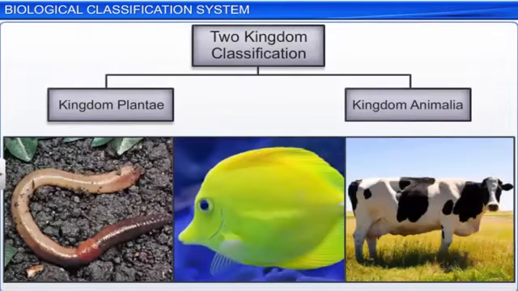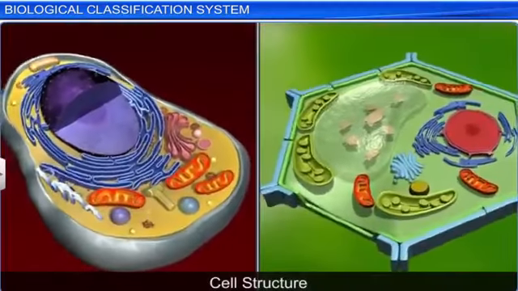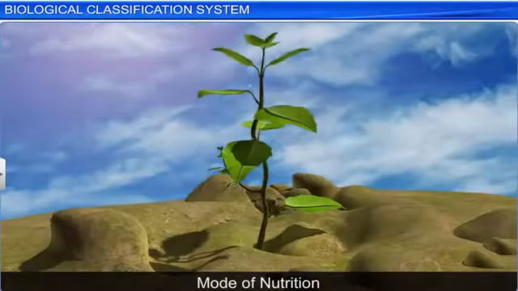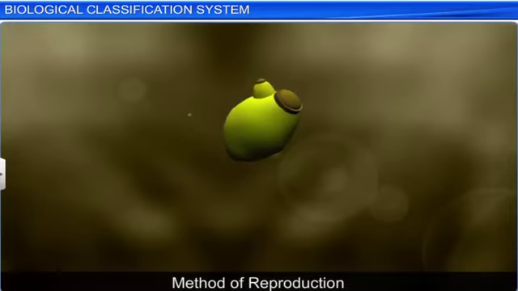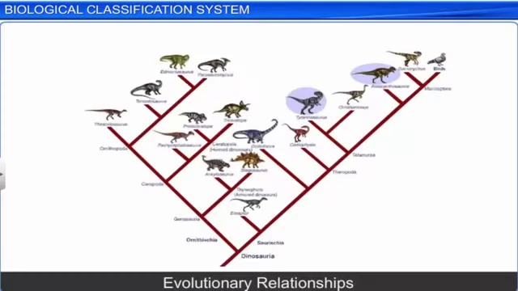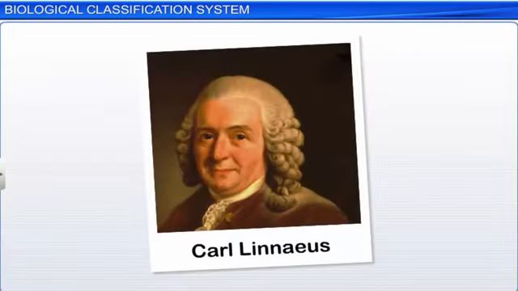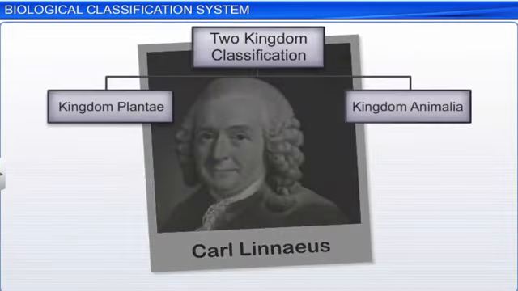New studies about various organisms also revealed enormous variations of characteristics within the organisms of the same group, like cell structure, mode of nutrition, methods of reproduction, and evolutionary relationships. Therefore, though the two-kingdom classification system was used for a long time, it proved to be an inadequate system recently.